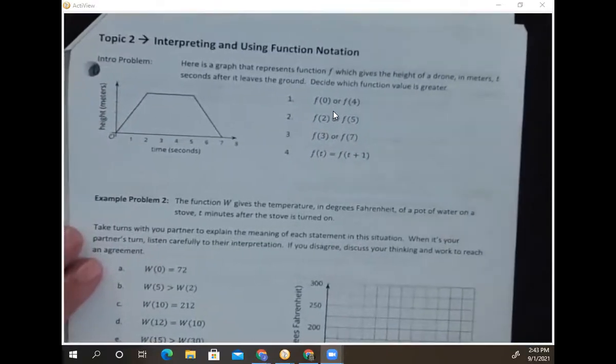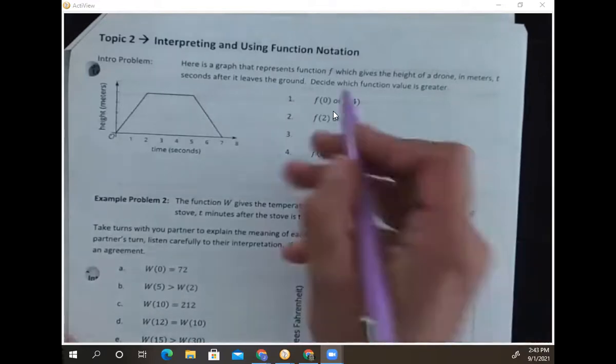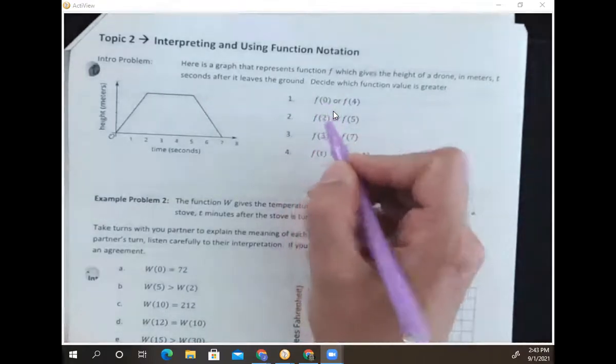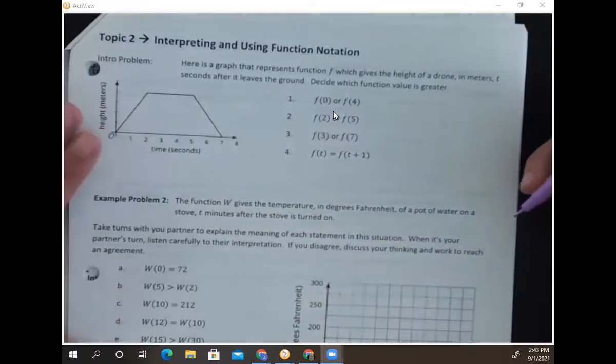We're going to do just a little more practice with this function notation and interpreting what we're seeing when we have function notation. Remember, that's an important piece of the puzzle. If I don't know what this means, then it's not helpful. So we're going to do a little bit more with that today.